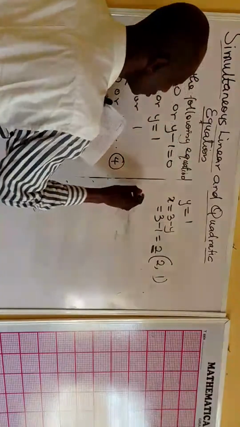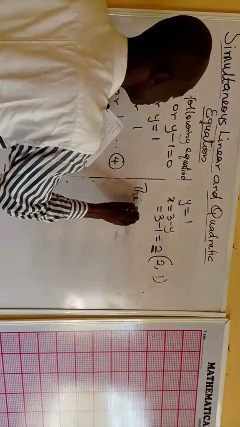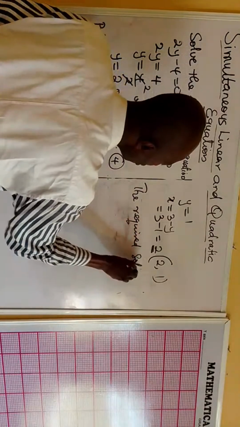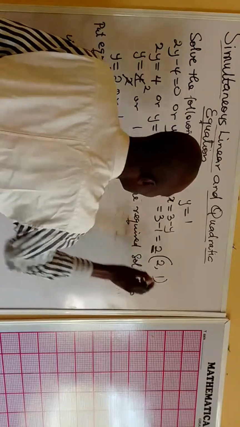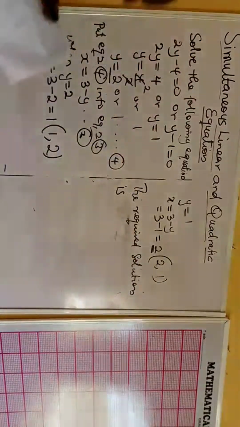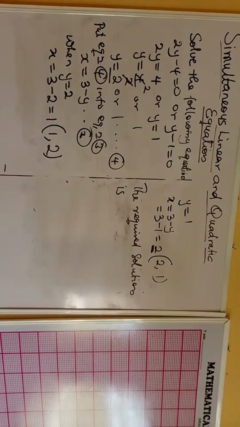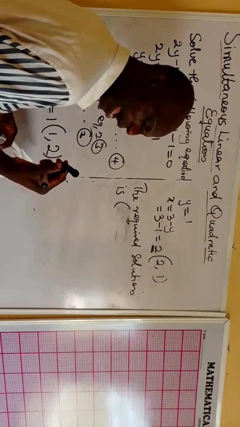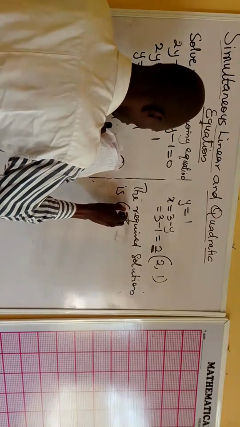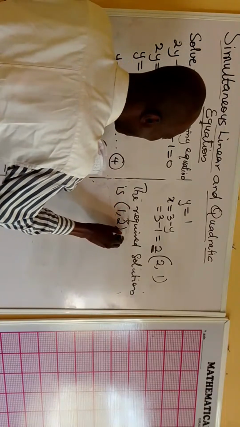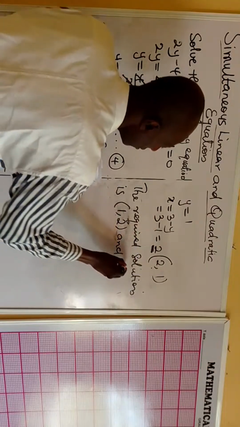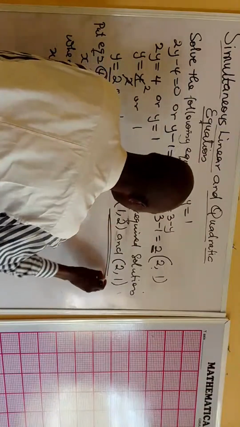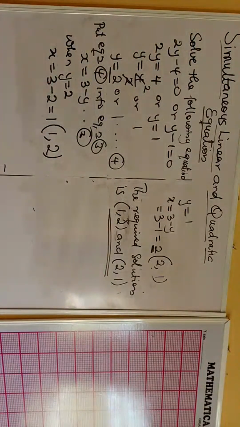Therefore, the required solution is, what is the first one there? 1, comma 2. And 2, comma 1.